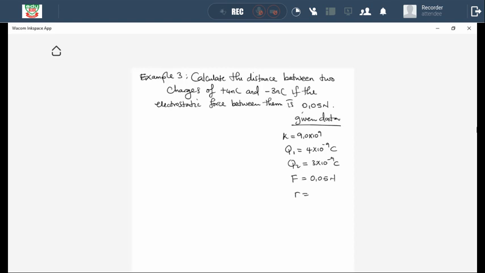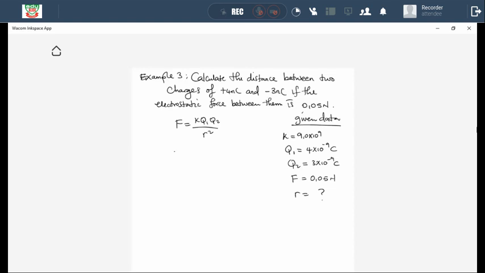So what is it that we are looking for? We are looking for r, not r squared. Good. So I write my Coulomb's law formula: F is equal to k Q1 Q2 over r squared. And I want to emphasize that there is a free mark for writing that formula as it is. You get a free mark for that. So I make my proper substitution.